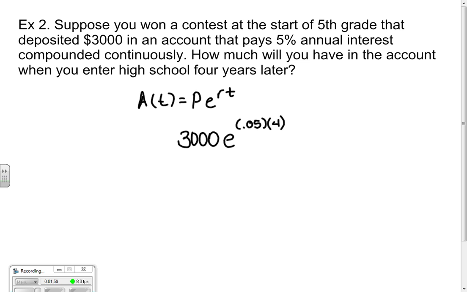So all you need to do is type that into the calculator the way that you see it. You should have $3,664.21.